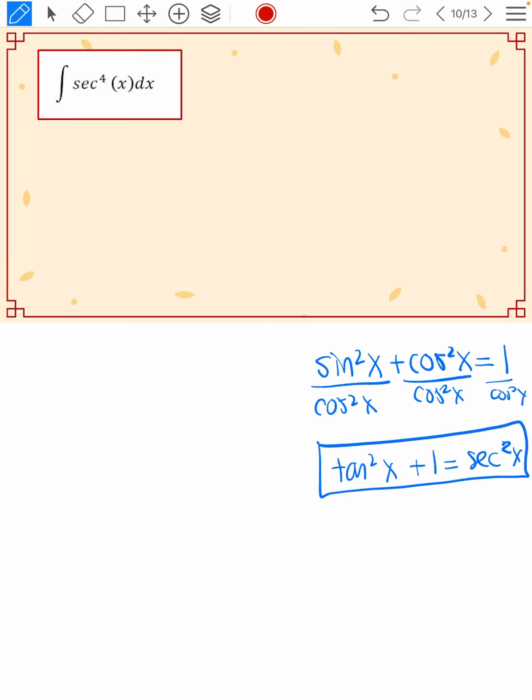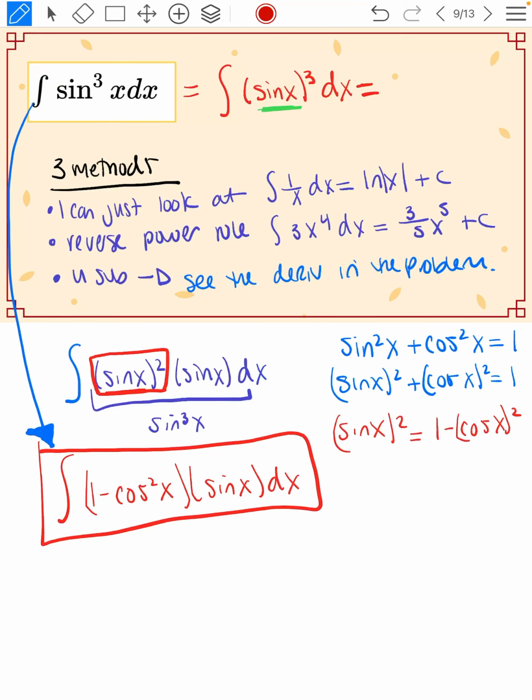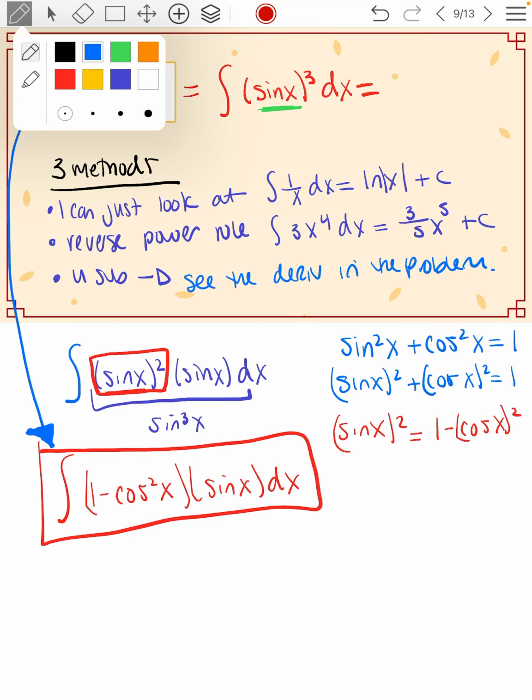Well, I can use this trig identity the same way as we just did to kind of manipulate this so that I have secant and tangent in the problem. So back to our actual problem. So I haven't done any usub yet. All I did was rewrite sine cubed x as 1 minus cosine squared x times sine x.